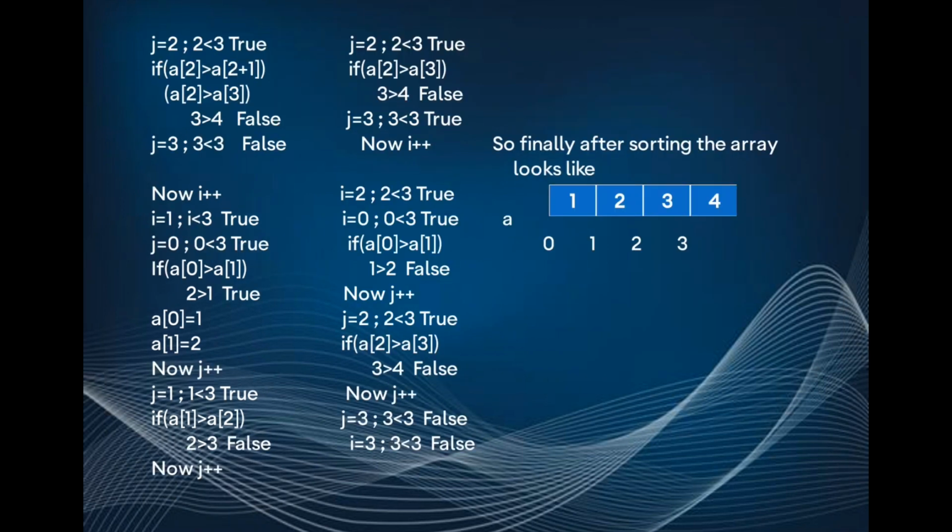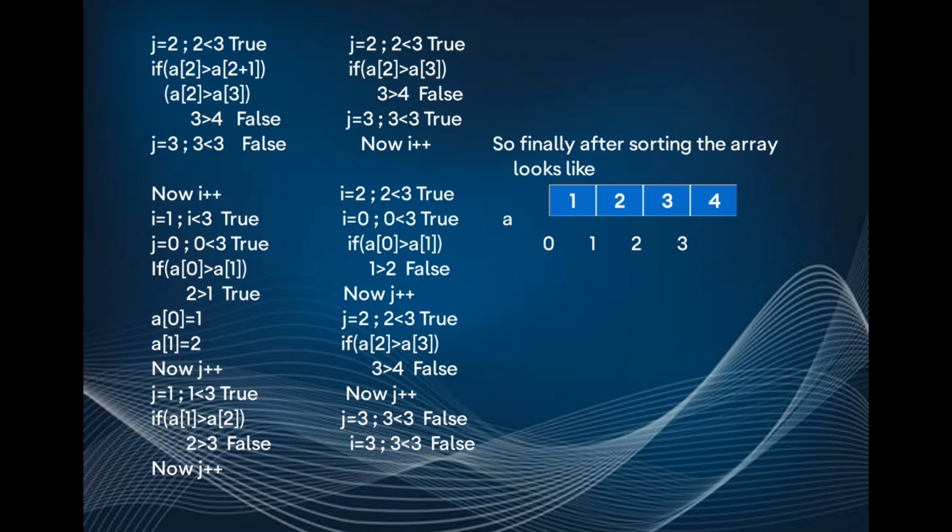After incrementing, j will become 2, and 2 is less than 3, it is true. Then again we are checking for the condition. In the position of 2 it is 3, in the position of 3 it is 4. So 3 is greater than 4, it is false. So that's why we are going to increment the j value. After incrementing, j will become 3. So 3 is less than 3, it is false. So after the j loop becomes false, we are again incrementing the i value.